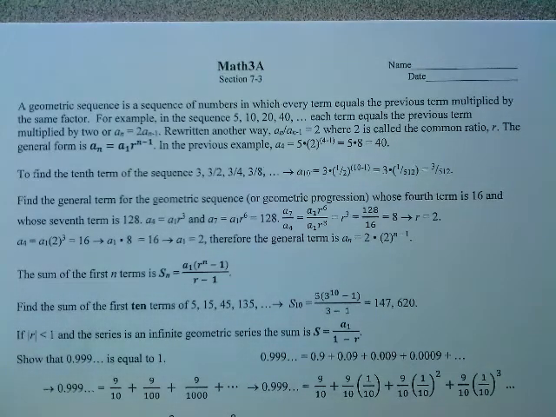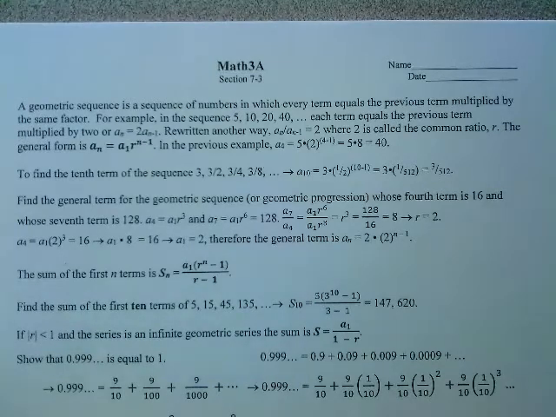In the last section, we dealt with arithmetic sequences. And the big thing with an arithmetic sequence is it has a common difference between the terms in the sequence. Now we're going to do geometric sequences. And the key to a geometric sequence is there is a common ratio between one term and the next.